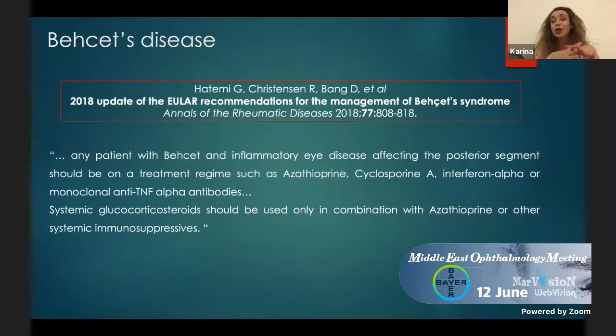That's why she was kind of stable, but not improving. The only drug that was actually doing something for her was the prednisone. So what is the role of prednisone, of systemic glucocorticosteroids in Behçet disease? They should be used, but only in combination with azathioprine or other systemic immunosuppressives. But as you see here, there's no place for mycophenolate in Behçet disease. And this is the answer why she was not improving.